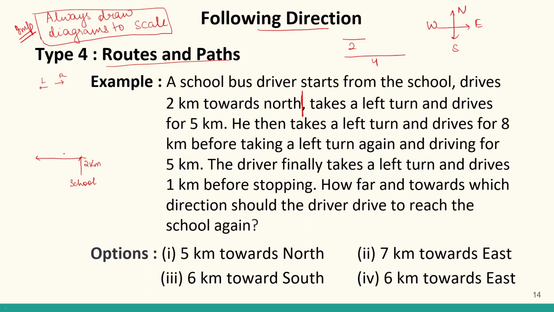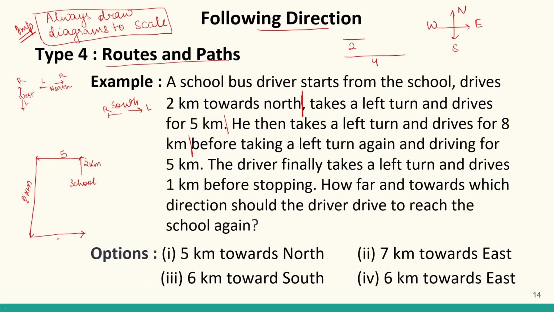So here. He then takes a left turn and drives for 8 kilometers. So again, a left turn, that means we'll go this side. From here, if we are facing west, then our right will be this and our left will be this. If we are facing west, this was for north. Okay. So he then takes a left and drives 8 kilometers. Before taking a right turn again, he took a right turn again. So if I am facing south, my right will be this side and my left will be this side. He took a left turn again and drove for 5 kilometers.